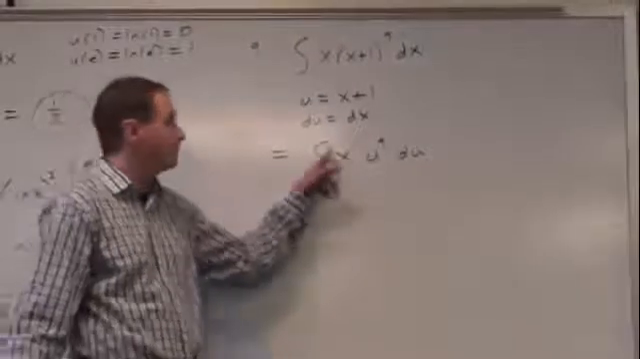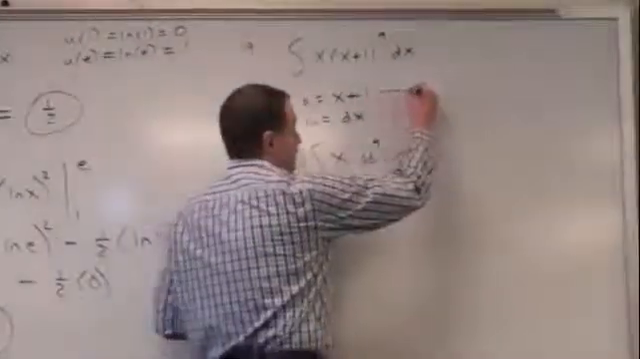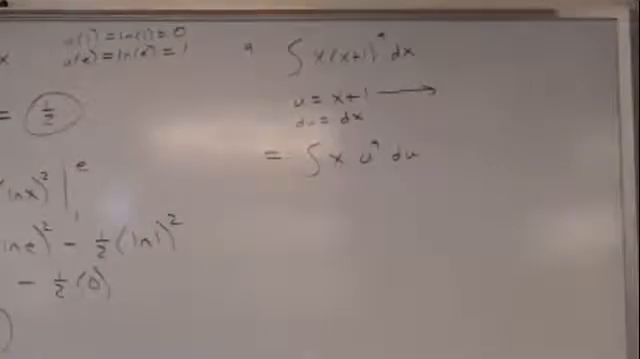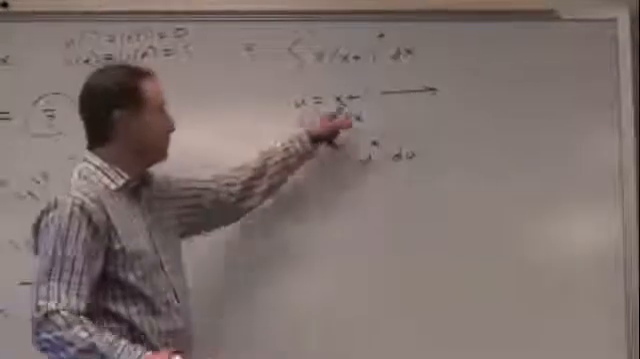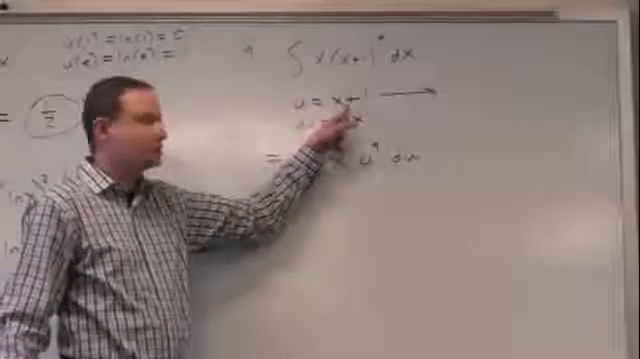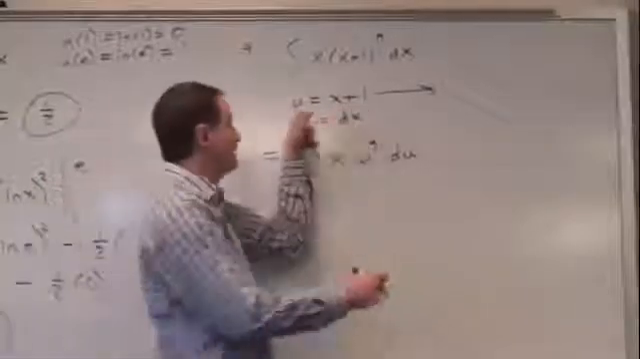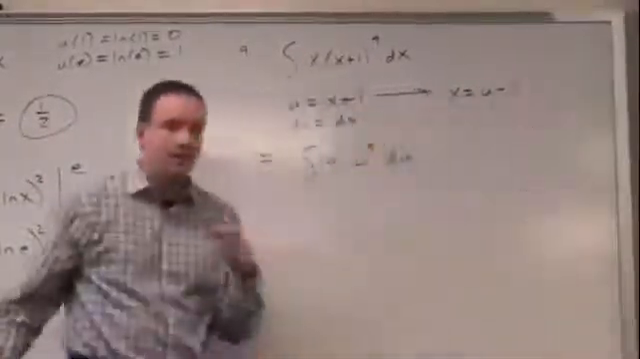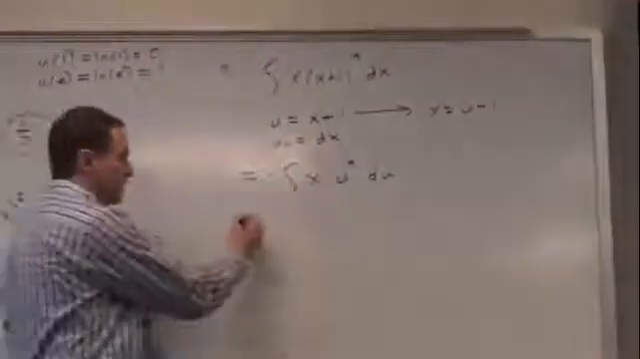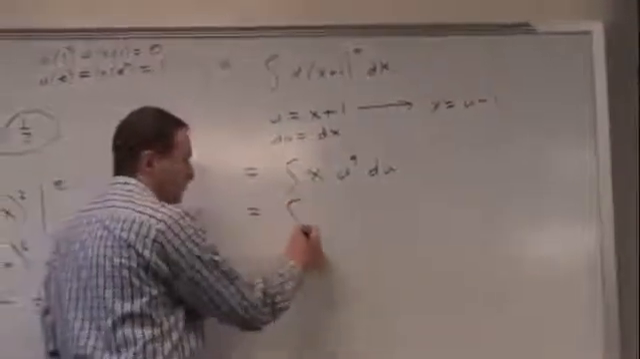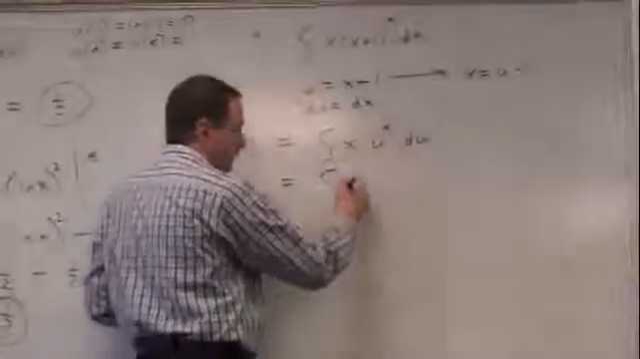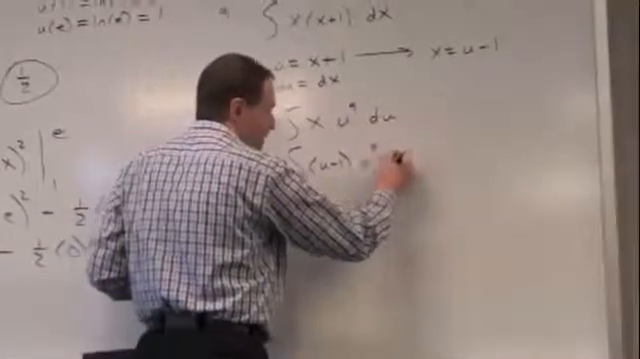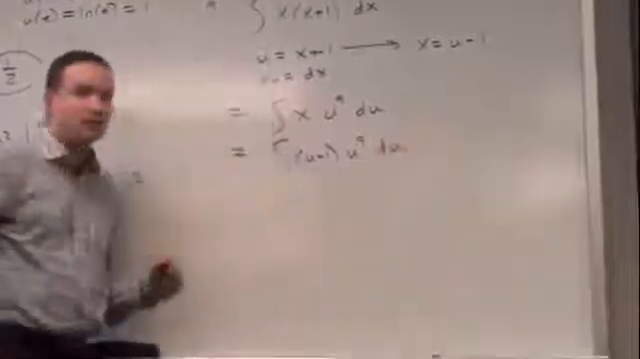This one is possible because notice right here. We want this to be in terms of u. I have an x in there. Well, I have x plus 1 is u. So solve for x. x is equal to u minus 1. So now I could just say, this is the integral, substitute in the place of x, u minus 1, times u to the 9th du.